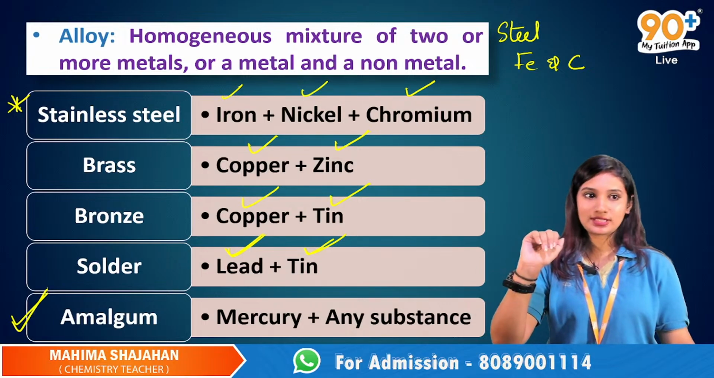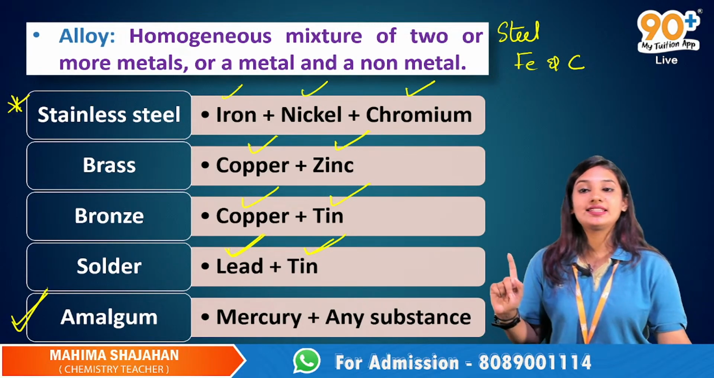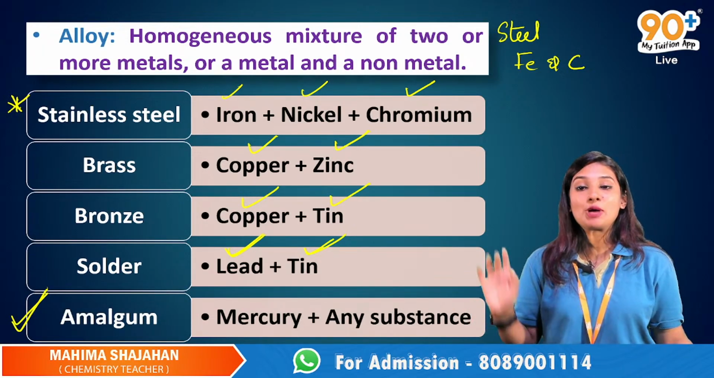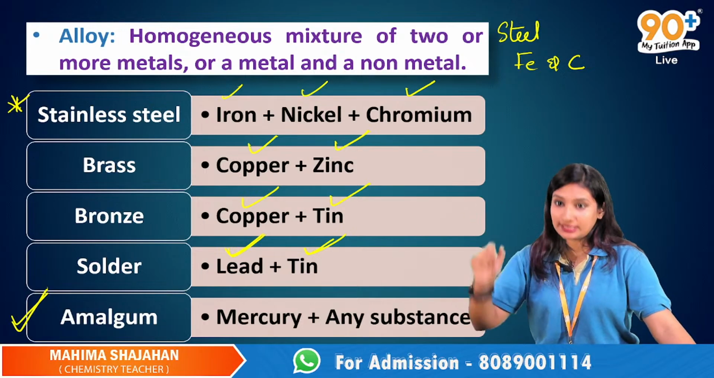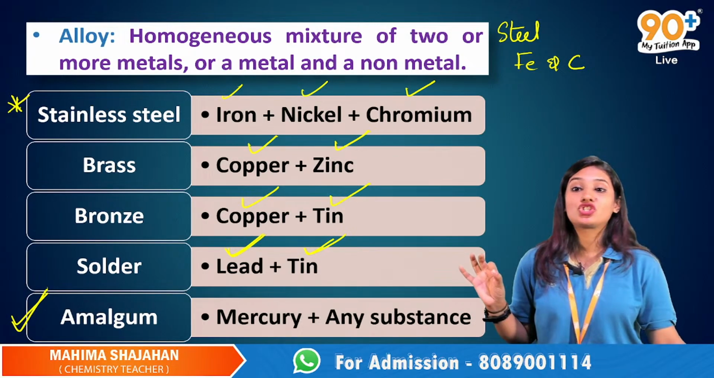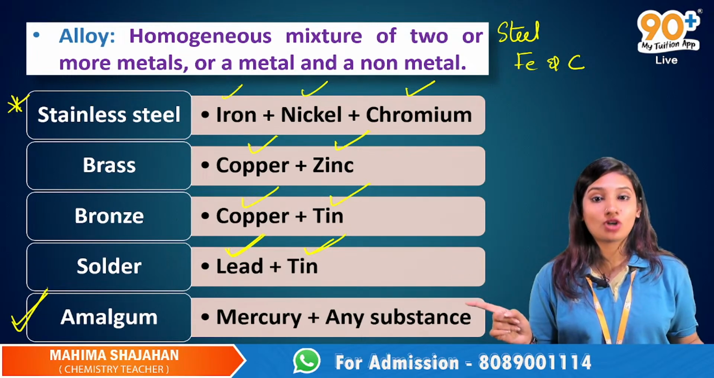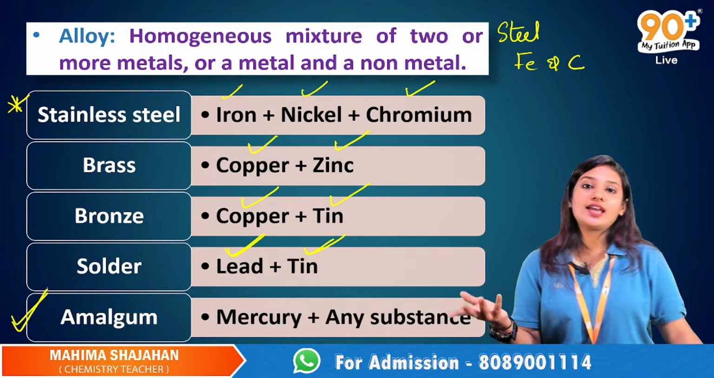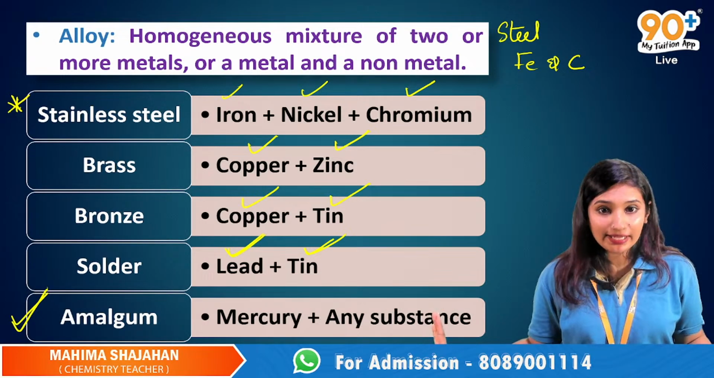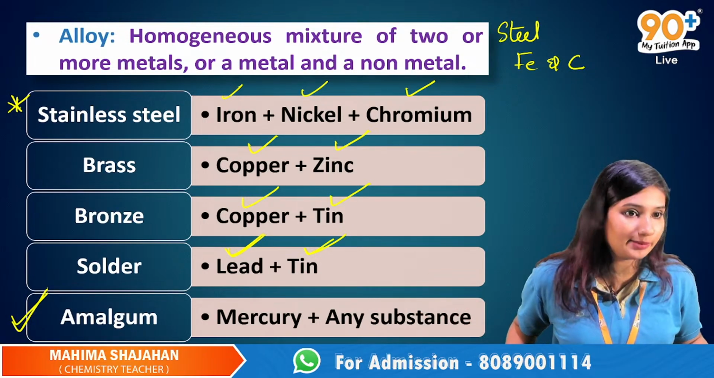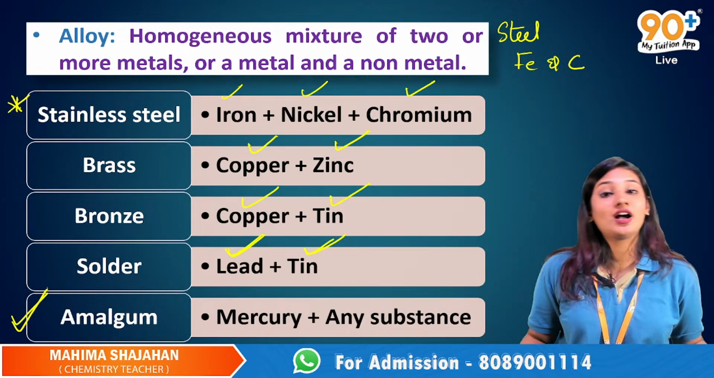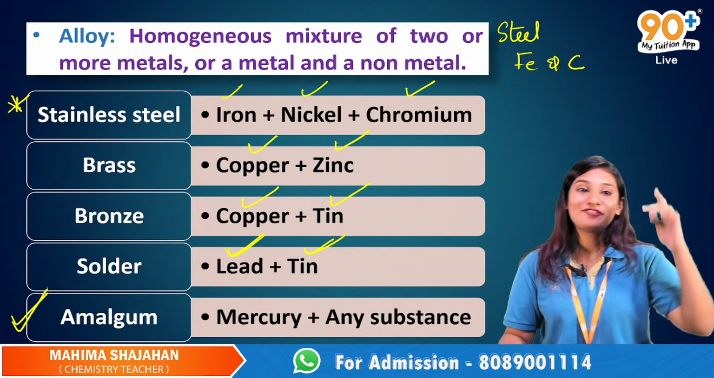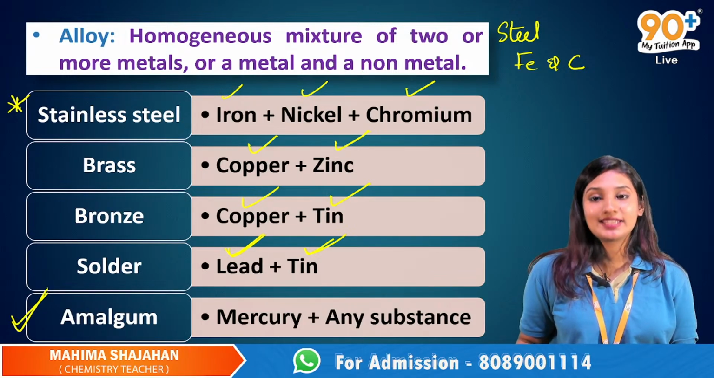Yes, you can take a quick screenshot. What is stainless steel? It is nothing but a mixture of iron, nickel and chromium. Brass is a mixture of copper and zinc. Bronze is a mixture of copper and tin. Solder is lead and tin. And amalgam is mercury plus any other substance. Steel is an alloy of iron and carbon. Is it clear?